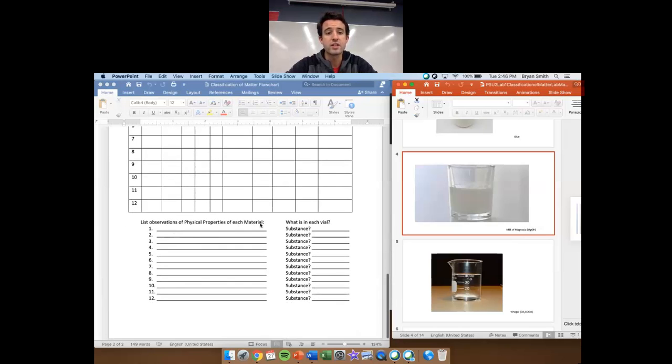Also, we want you to write down physical properties of each material. Tell me its color, its size, its shape, whether it's a solid, liquid, or gas, that sort of thing. And then don't forget for each substance to write down what the substance actually was. So substance 1 should be glue, substance 2 should be milk of magnesia, substance 3 should be vinegar, and so on and so forth. I hope this helped.